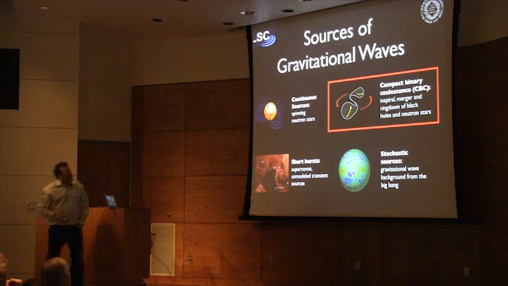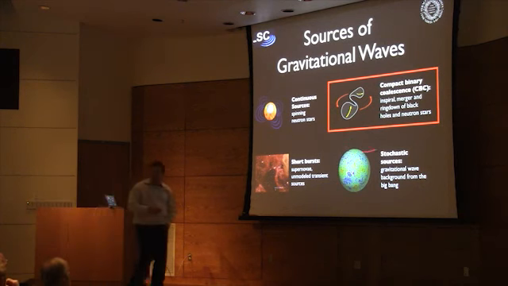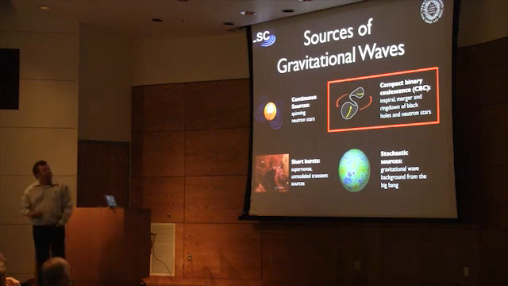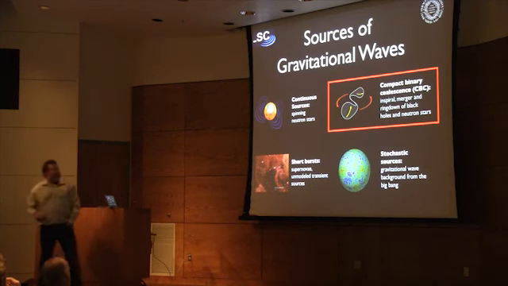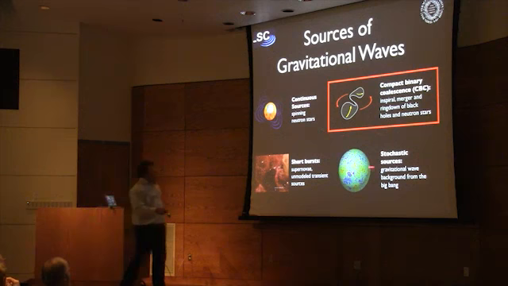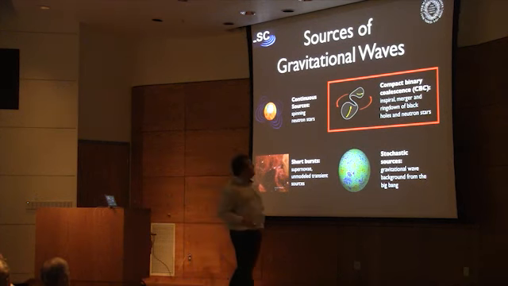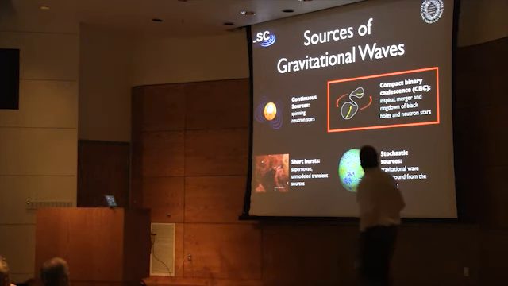So I'm going to focus a little bit more on this because, like I said, this is A, the source I work on, so I have a bias, and B, it's probably the most likely first source we'll find, and it's probably the one we understand the most. Each one of these could be a talk in itself, but for the remainder of the time, I'll talk about compact binary coalescence because black holes are cool.